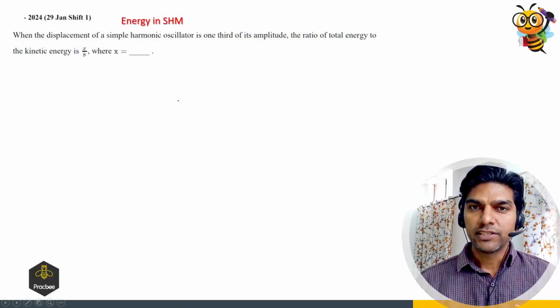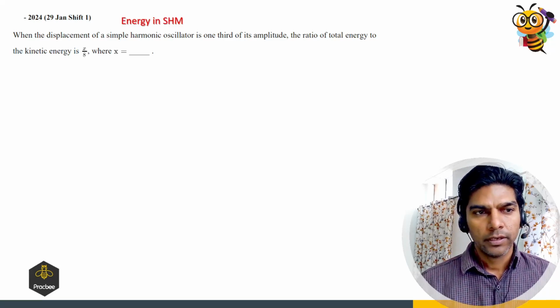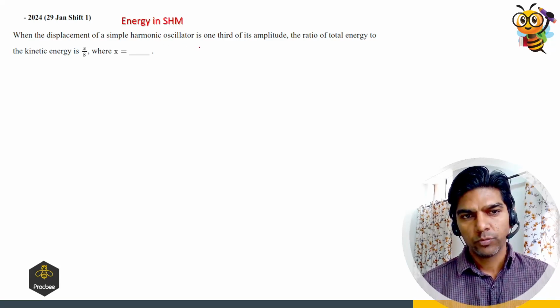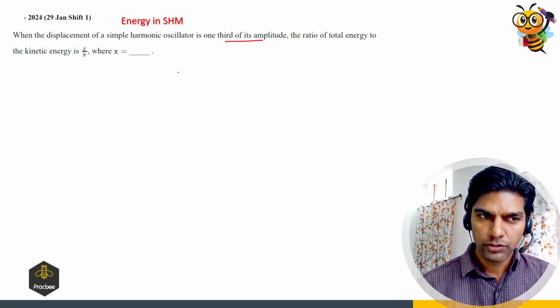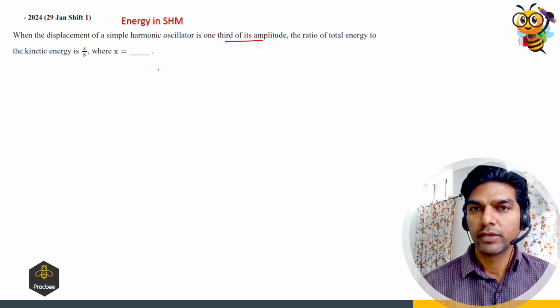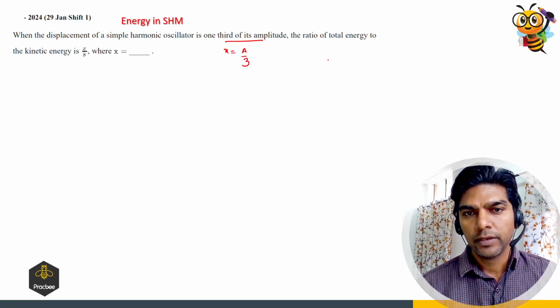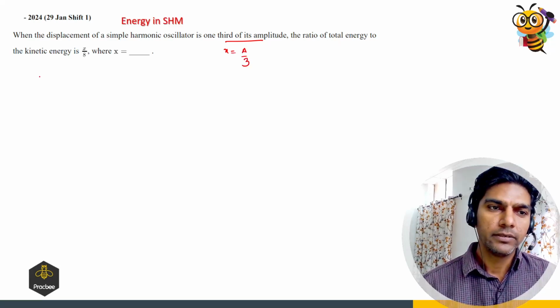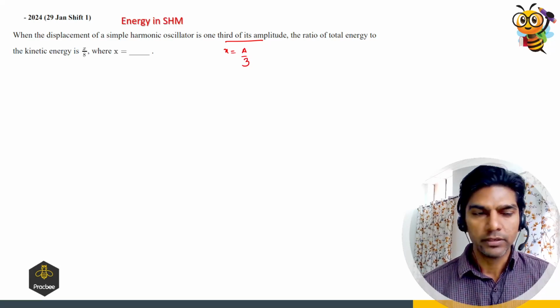So now let us see the next problem type, which is based on the energy in simple harmonic motion. Okay, so when the displacement of a simple harmonic oscillator is 1/3 of its amplitude, the ratio of the total energy to the kinetic energy is x by 8, where x is. So here we have given x is a by 3, and we have to find the ratio of total energy to the kinetic energy.